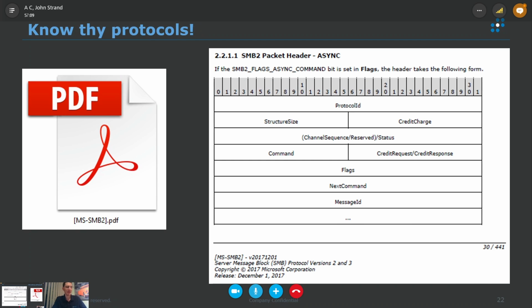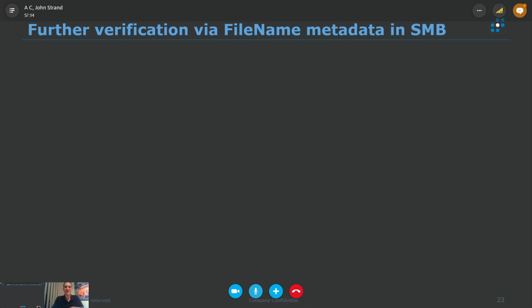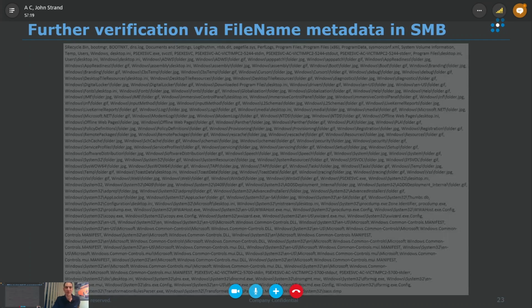Quick point really: know thy protocols. You need to always make sure you've got the RFCs, as John mentioned earlier, knowing your RFCs, or at least having access to the documentation.